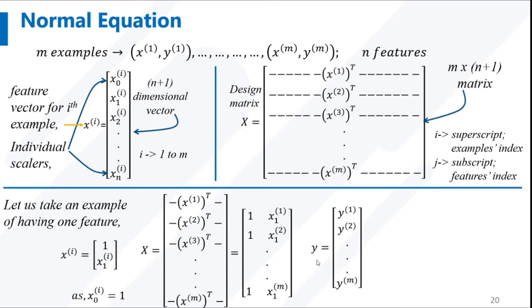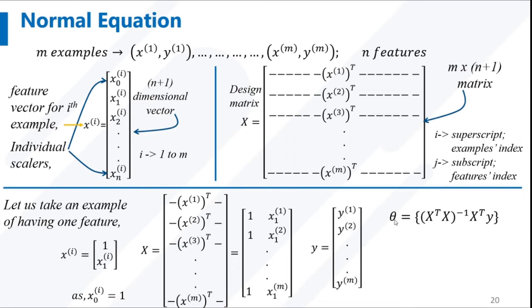And on the other hand, y is equal to y1 up to ym. So each y has to be written as one element, and this is your column vector, and this is a column matrix, which is called a vector. So if you now calculate this theta by putting this capital X and capital Y, that will be your theta for theta 0 and theta 1, because there is only one feature.